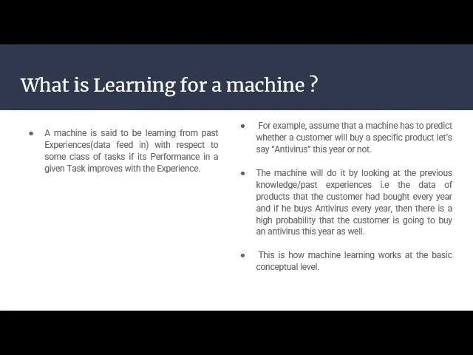So what is learning for a machine? A machine is said to be learning from the past experiences, means the data which we feed into it with respect to some class of task. So if its performance in a given task improves with experiences, then we can say that the machine is learning. For example, assume that the machine has to predict whether a customer will buy a specific product, let's say an antivirus, this year or not. So we have to predict by using the machine learning that the customer will buy the antivirus this year or not. The machine will do it by looking at the previous knowledge or the past experiences.